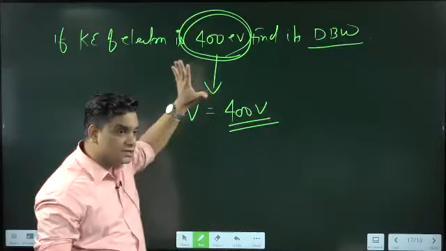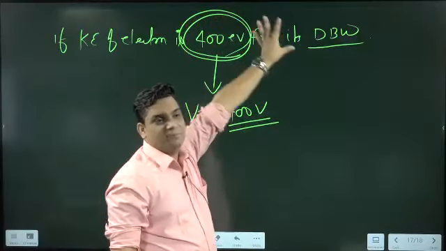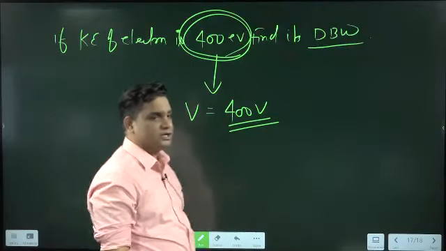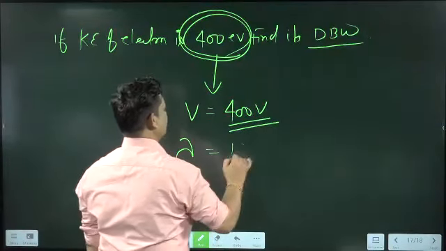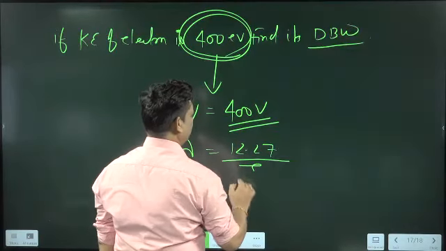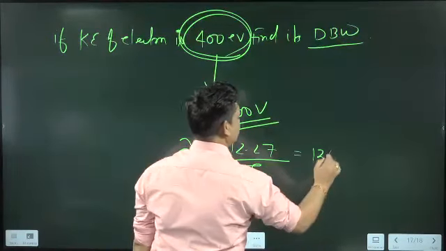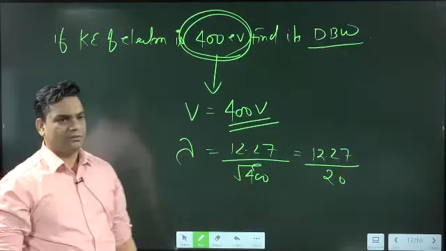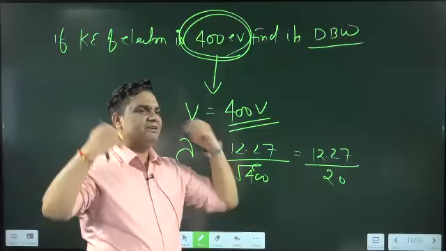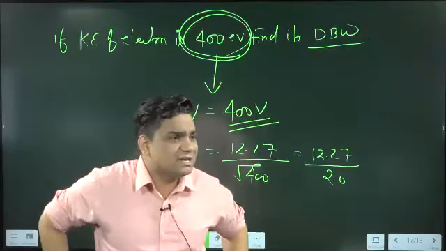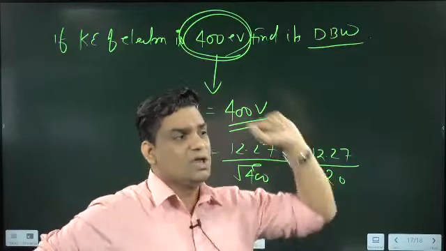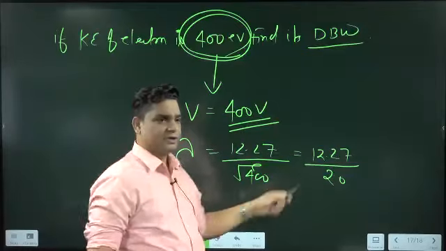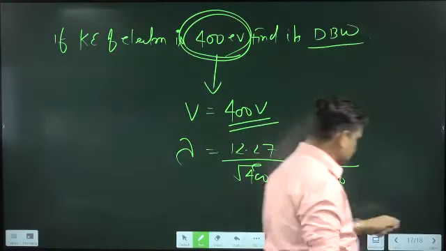In this one they have not given the potential, they have given the energy. We can say this will be the potential, and then lambda becomes 12.27 divided by root 400, which becomes 12.27 divided by 20. You have to calculate this one. Next, the de Broglie wavelength will be given to you, and once it is given, they can ask what the kinetic energy and the potential are. So, next question on the next slide.